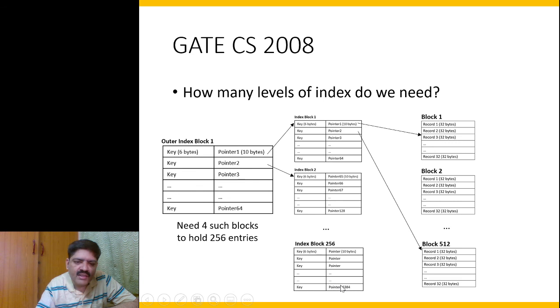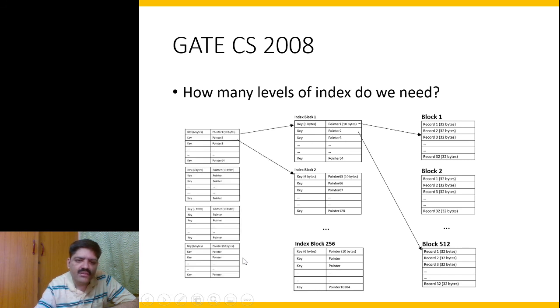16,384 over 64 would need me to have 256 entries here, correct? So 256 entries can be put here in 4 such blocks. Does that make sense to you? So I can have 4 blocks. Altogether, this will have 256 entries because each one will contain 64 entries. This block is very similar in structure to this block. These are all index blocks. And this index block is going to point to the next-level index. And from here, I can point to another level index and so on.